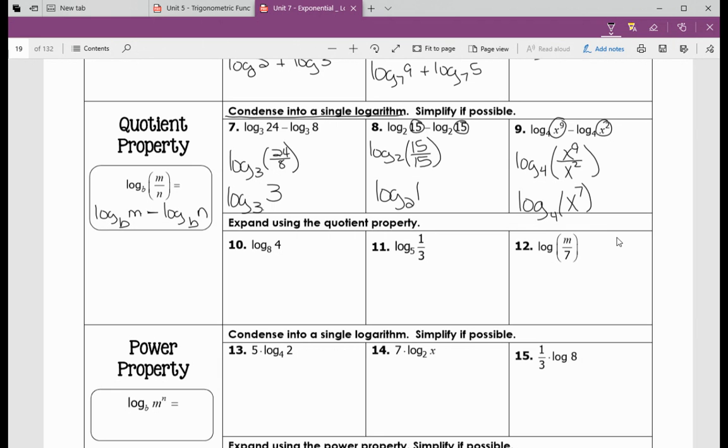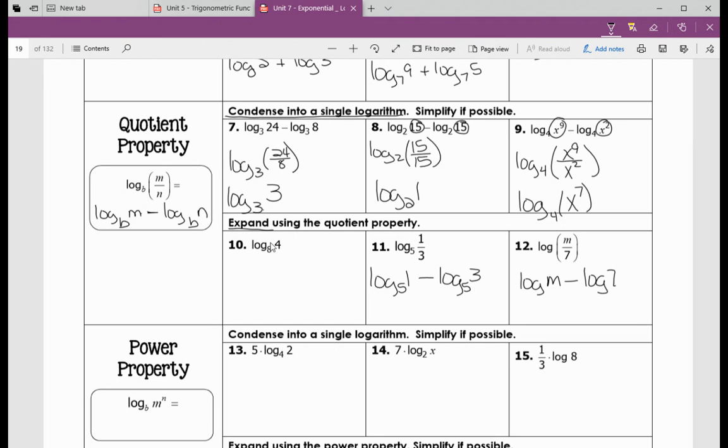Now, I'm going to go the opposite direction. I am going to have to expand this time. So in number 11, I'm going to come back to number 10. In number 11, I have a fraction. So I'm going to write a log base 5 of 1 numerator minus log base 5 of 3, which is the denominator. The denominator always follows the subtraction sign. In number 12, I have log m minus log of 7.